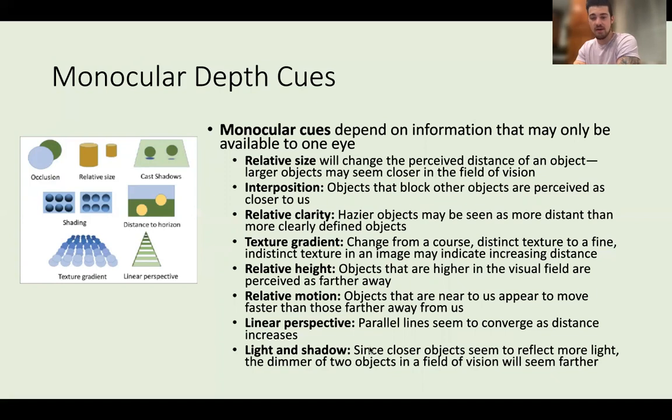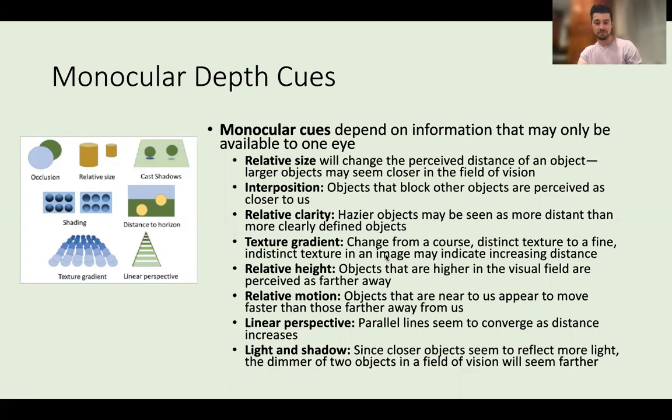Linear perspective: parallel lines seem to converge as distance increases. So we do have that one over here. We interpret this as a road that is going farther away. It's increasing its distance from the viewer. So we would accept these as parallel lines, even though in our field of view we see that they're converging. So that's linear perspective. That gives us the impression that these are parallel lines that are increasing their distance from the viewer.